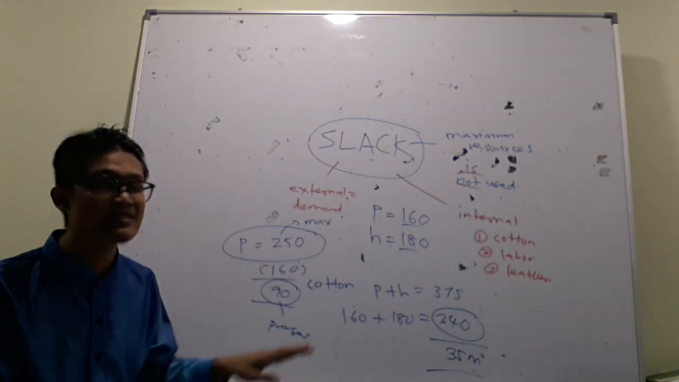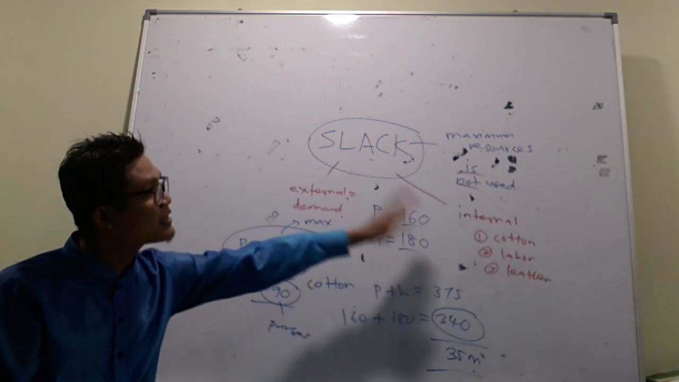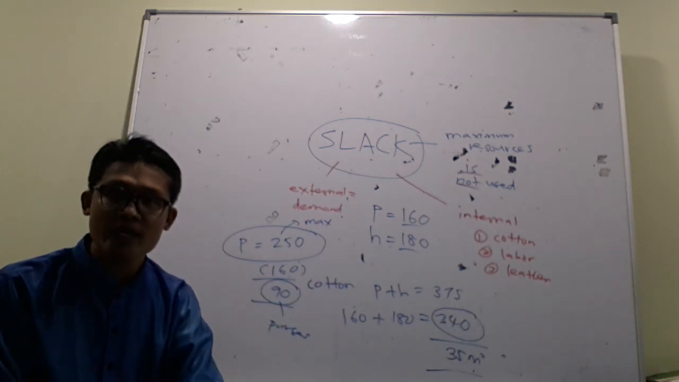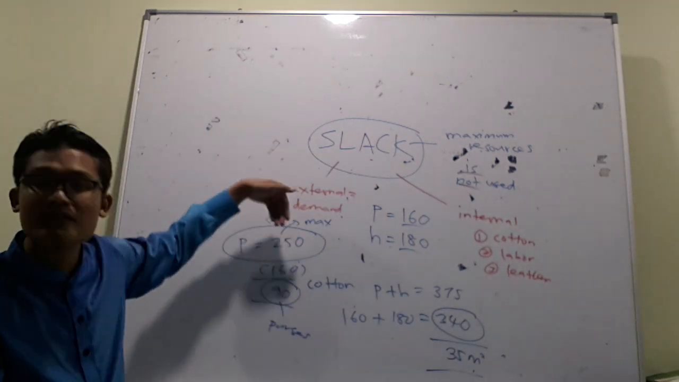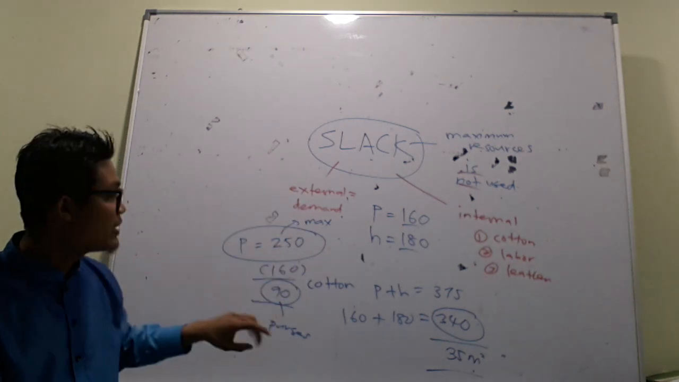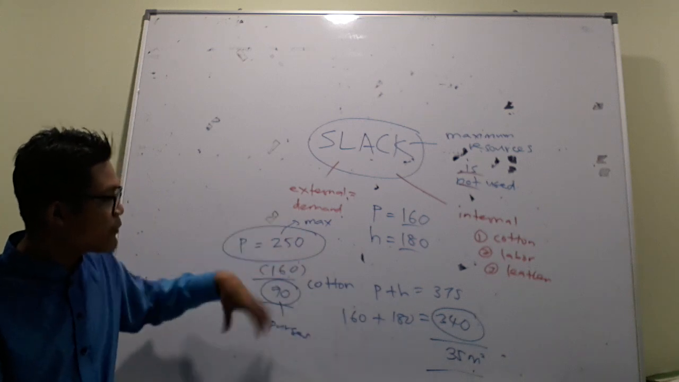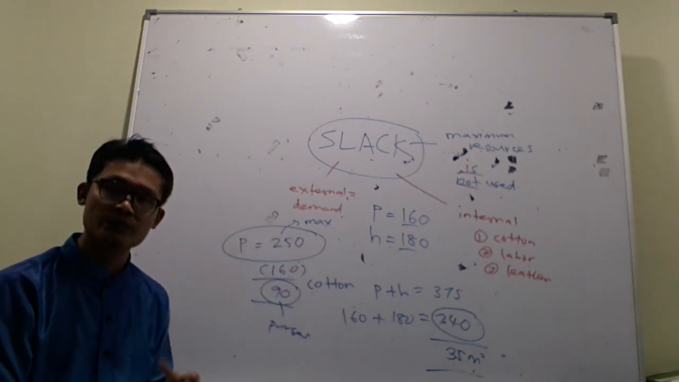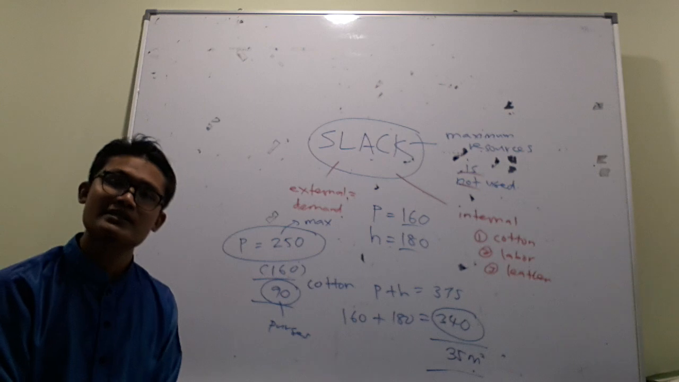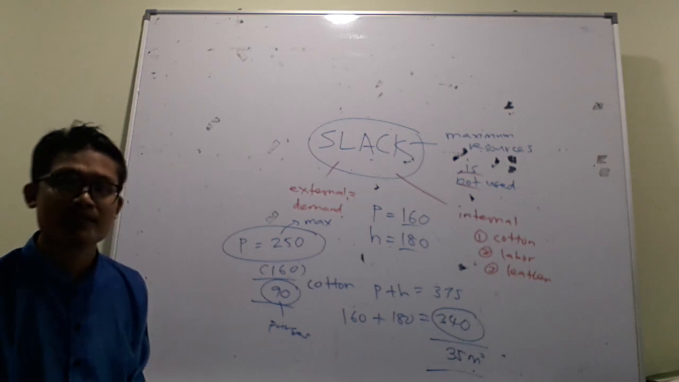Alright, so that's easy, right? Slack means the internal resources that you have not used fully, as well as the external resources in the sense of your demand that we have not been able to fulfill. The number that we are not able to fulfill is your slack for external resource. Okay, that should be good.